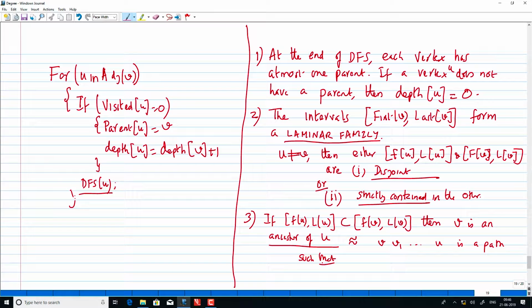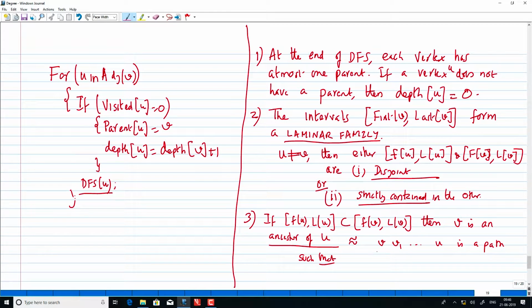I just want you to complete this for me. So we say that if the intervals have a strict containment relationship, then V is an ancestor of U is correct. But I just want you to see a bit more. What you said is correct. But I want you to state a bit more of what you have seen, right?